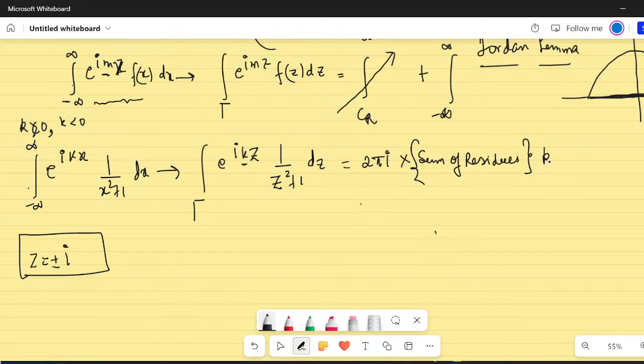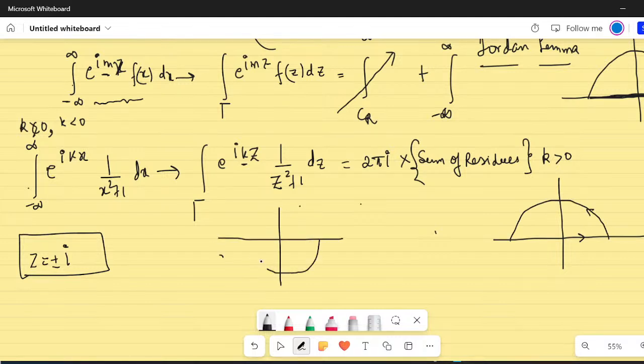So if I'm taking k positive, then I have to make a contour on the upper half. This is how I'm going to do it. And if I have to take k negative, then I'm going to make a contour on the lower half, and this will be this way. Understand this. If I have to evaluate on the upper half, what is the singularity which will remain? It will remain iota here. And here it will be minus iota.